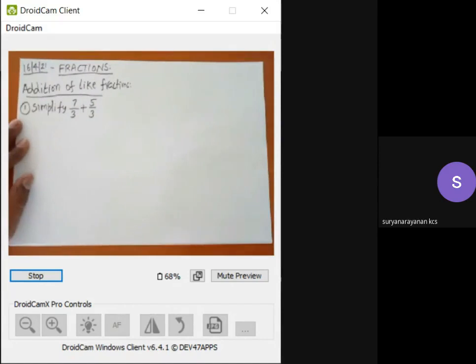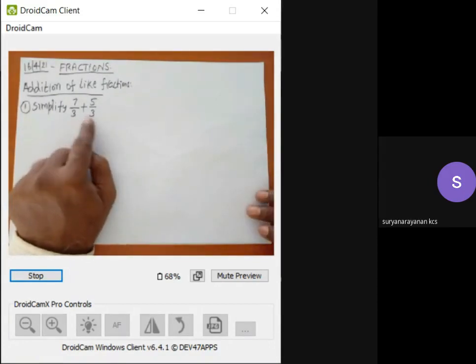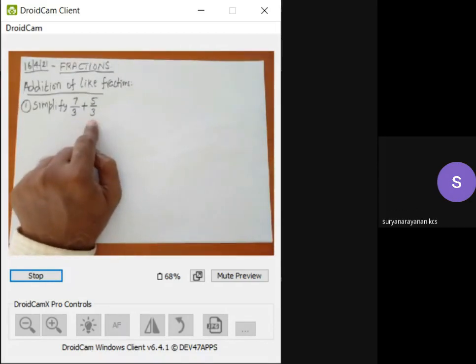See this question, my dear children. Simplify 7 by 3 plus 5 by 3. If you observe here, we are adding two fractions. Yes or no? First fraction is 7 by 3 and the second fraction is 5 by 3. And moreover, if you observe, these two fractions are like fractions because denominators are same. Yes or no, my children? These two fractions are like fractions.